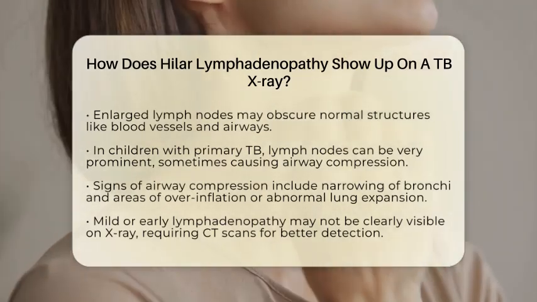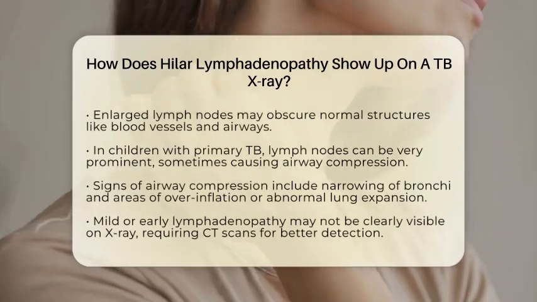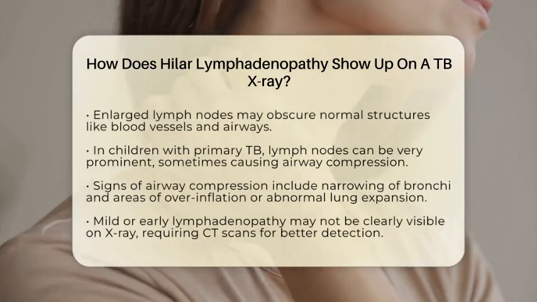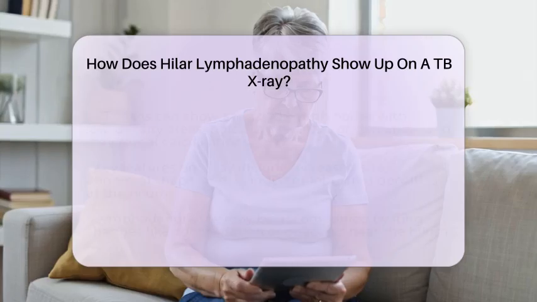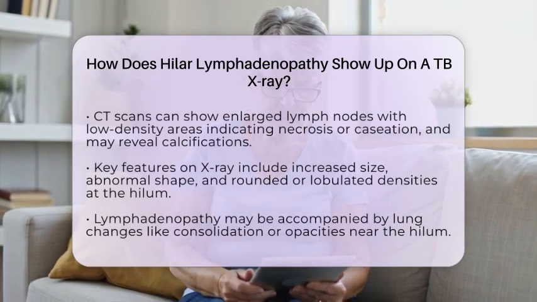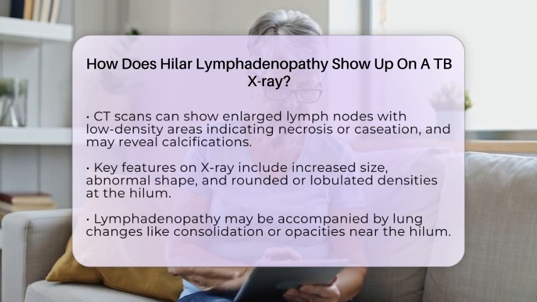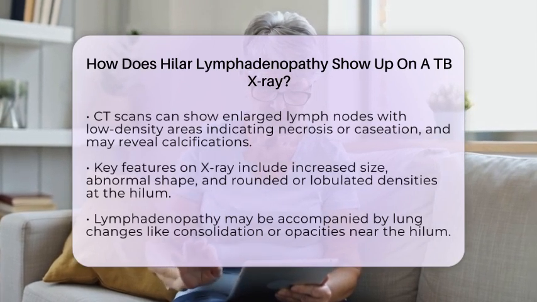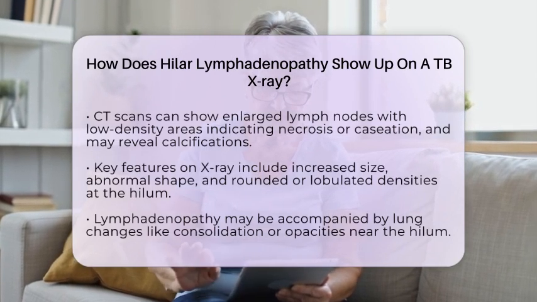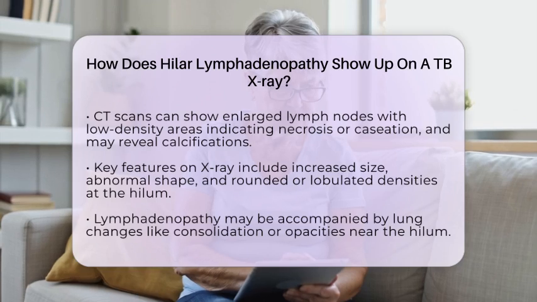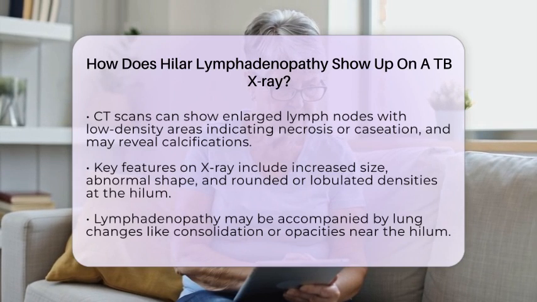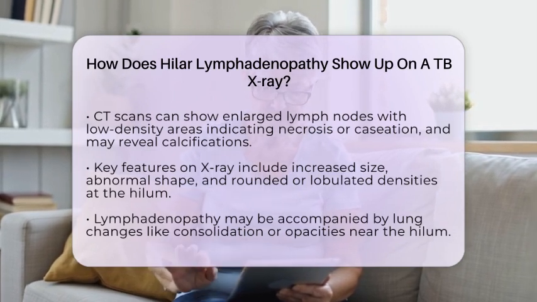While a chest X-ray can give important clues, it might not always clearly show lymphadenopathy, especially if the swelling is mild or early. That's where computed tomography scans come into play. CT scans provide a much clearer picture, showing enlarged lymph nodes with possible central areas of low density, indicating necrosis or caseation. They can also reveal calcifications or the effect of lymph node swelling on nearby structures, making them the gold standard for confirming hilar lymphadenopathy in tuberculosis.